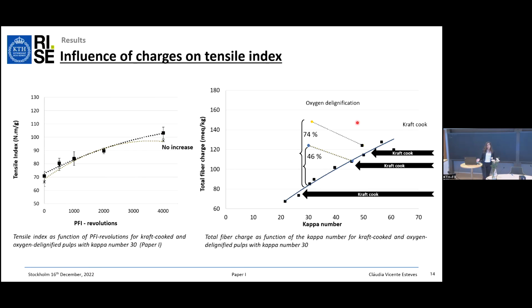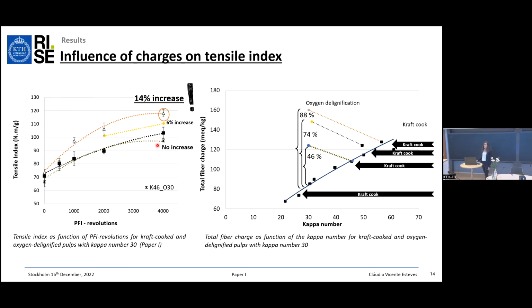We got around 70% higher charges, and in this case, we were able to get a 6% increase. That is not bad. But then we did the other trial with a higher kappa number from the cooking and a more extended oxygen lignification. In this case, we got almost 90% fiber charge increase compared to the reference one, and we got 14% higher tensile index. So we are producing stronger papers with this extended oxygen lignification.